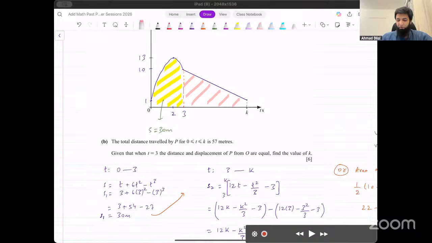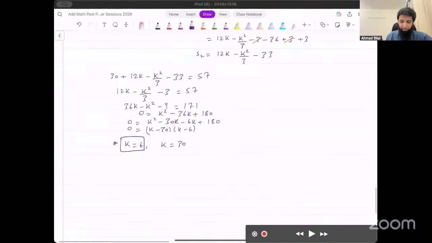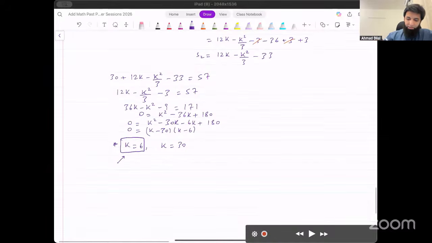That's not what we're looking for. We're just looking for the first value, and that's this. So we have to ignore the second value. That's necessary. Okay, we have to ignore the second value. Otherwise, you will lose 1 mark because of that. Okay? Achha.